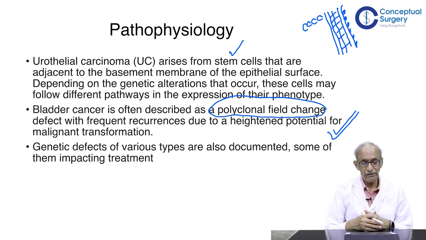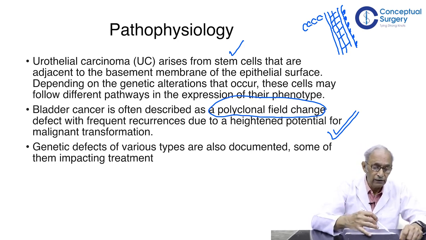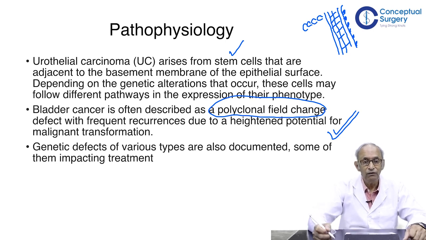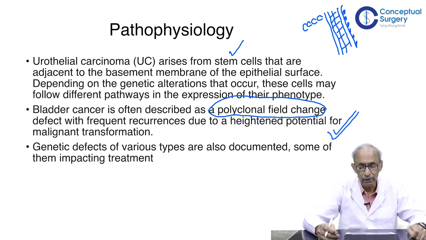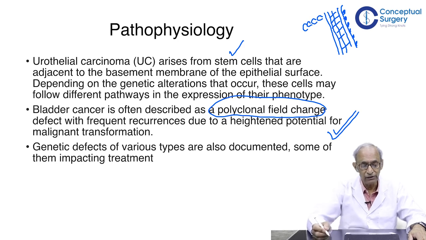So there is a field change defect. And so if there is a heightened potential in the bladder, there will also be a heightened potential in the urothelium of the kidney and ureter. So for example, if you have a typical TCC, transitional cell cancer, involving the pelvis of the kidney, then you're supposed to take out the kidney also, the ureter also, with a cuff of the bladder epithelium. And this is the reason why we do that, because this is considered to be a field change.